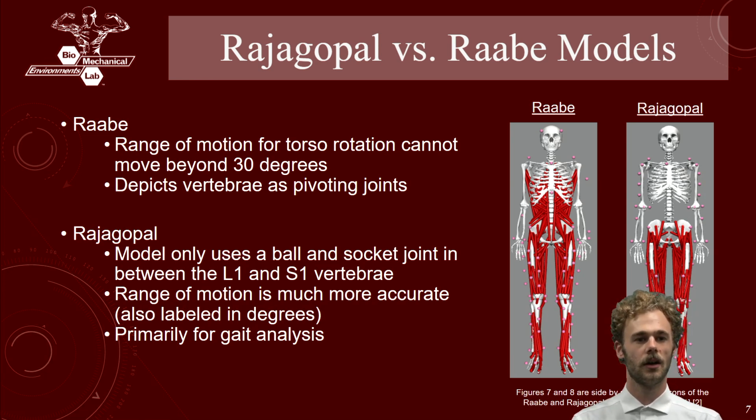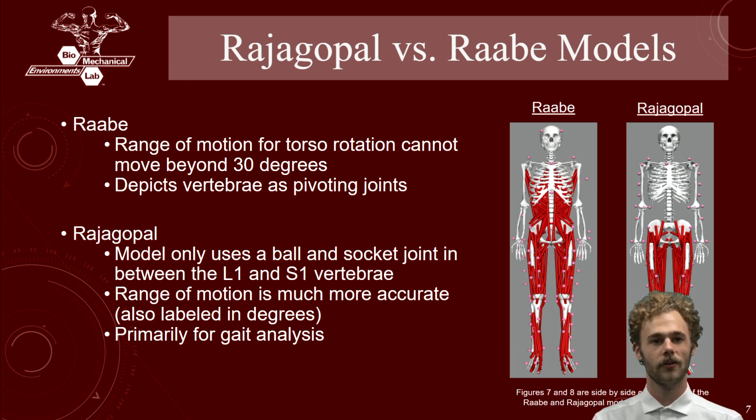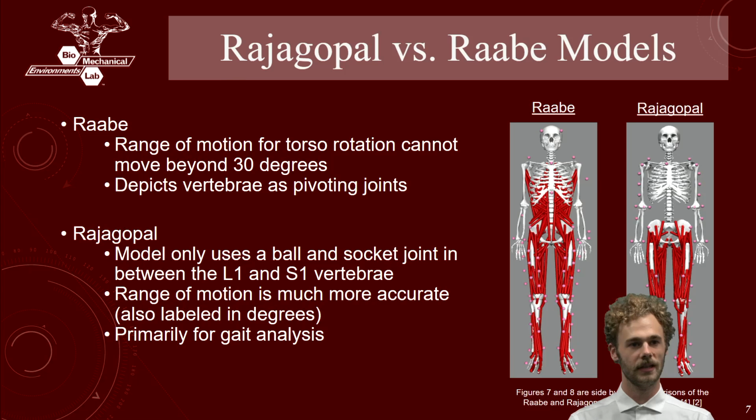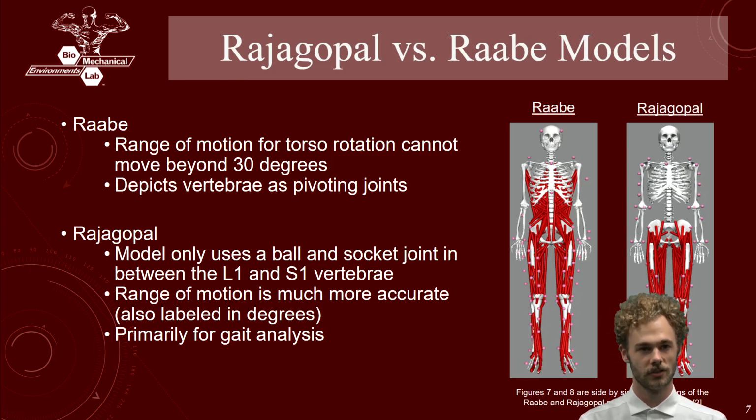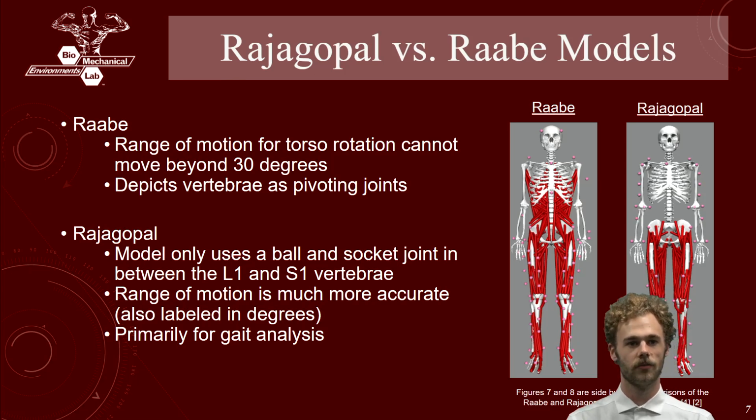In contrast, the Rajagopal model's range of motion is unrestricted. However, its vertebrae between the L1 and the S1 joints are defined as a ball and socket joint. This joint type for vertebrae allows for unreasonable movements for the model. Because of this, the Rajagopal research paper discussing their model also mentions that their model's upper body is for gross movement only.